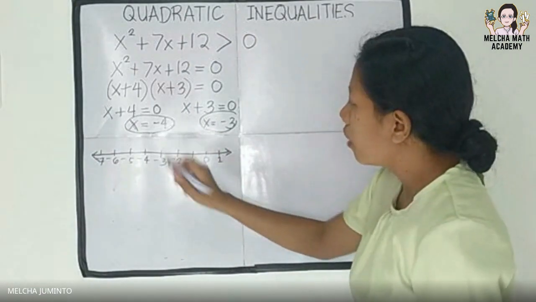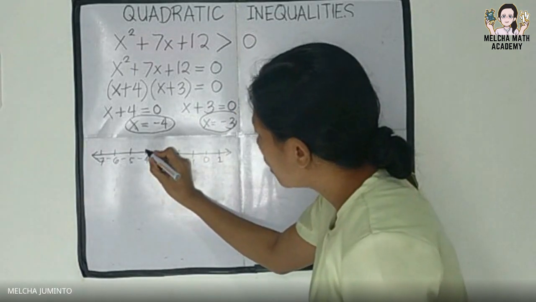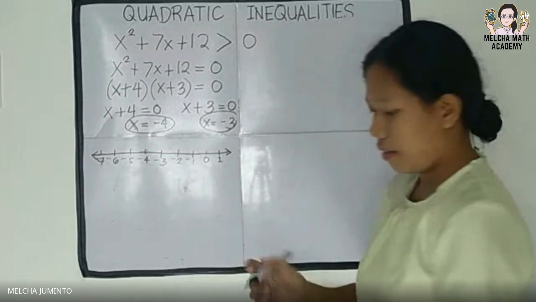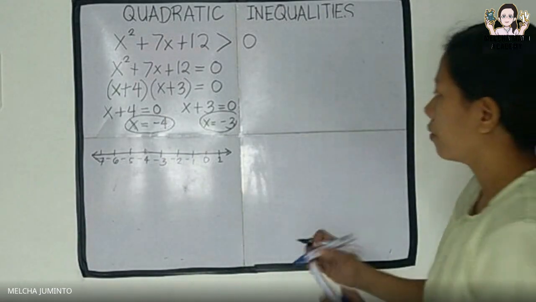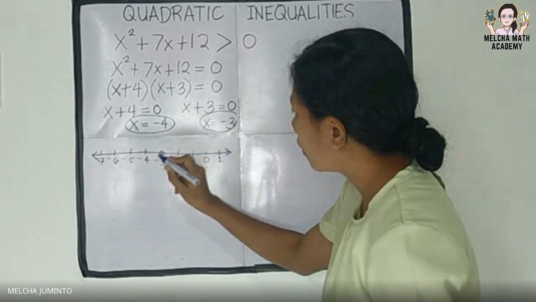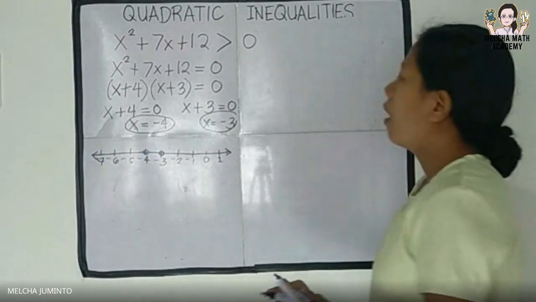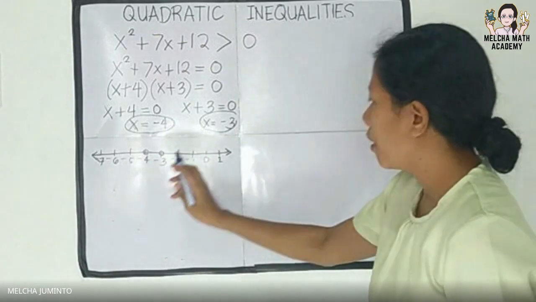Let me start with negative 4. This is negative 4 here. And then the other one is negative 3. Allow me to use a different color of marker. Okay. So we have plotted negative 4 and negative 3.